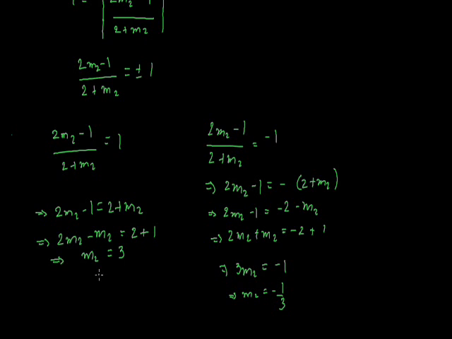So we'll have two values of m2. One is m2 equal to 3 and the other one is m2 equal to minus 1 by 3.